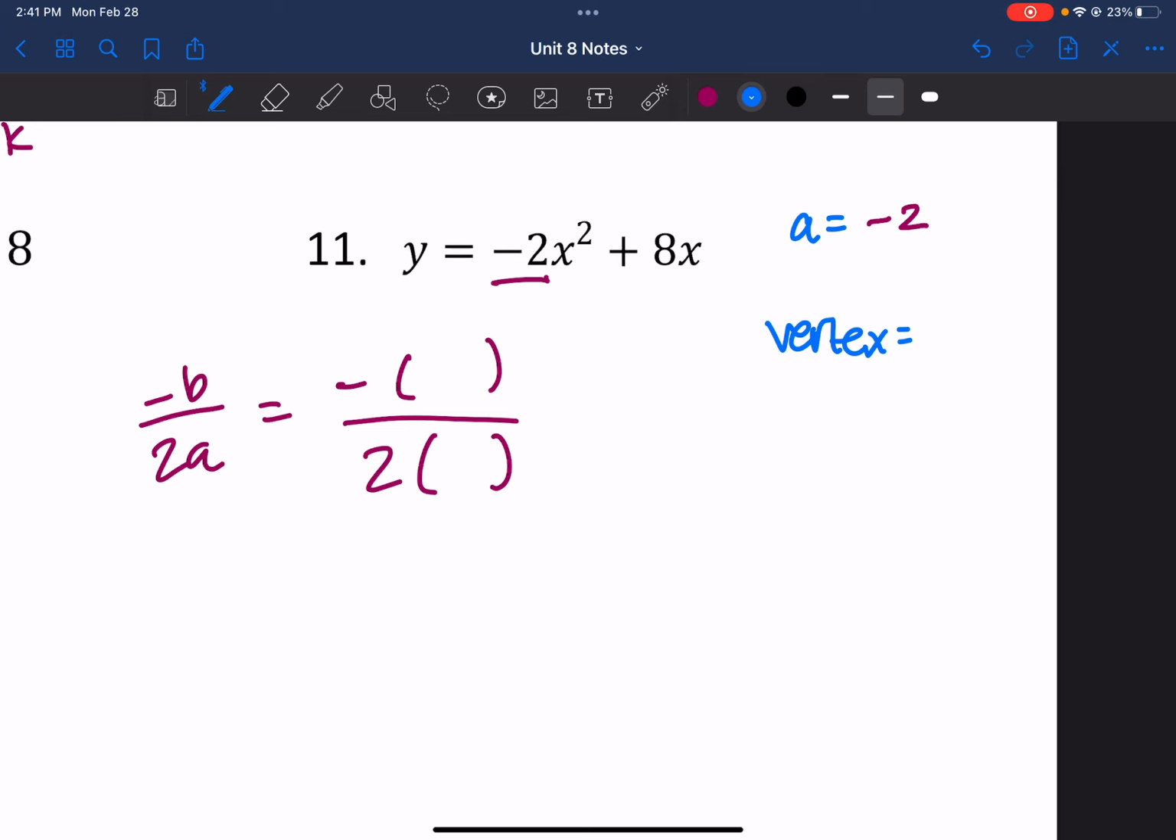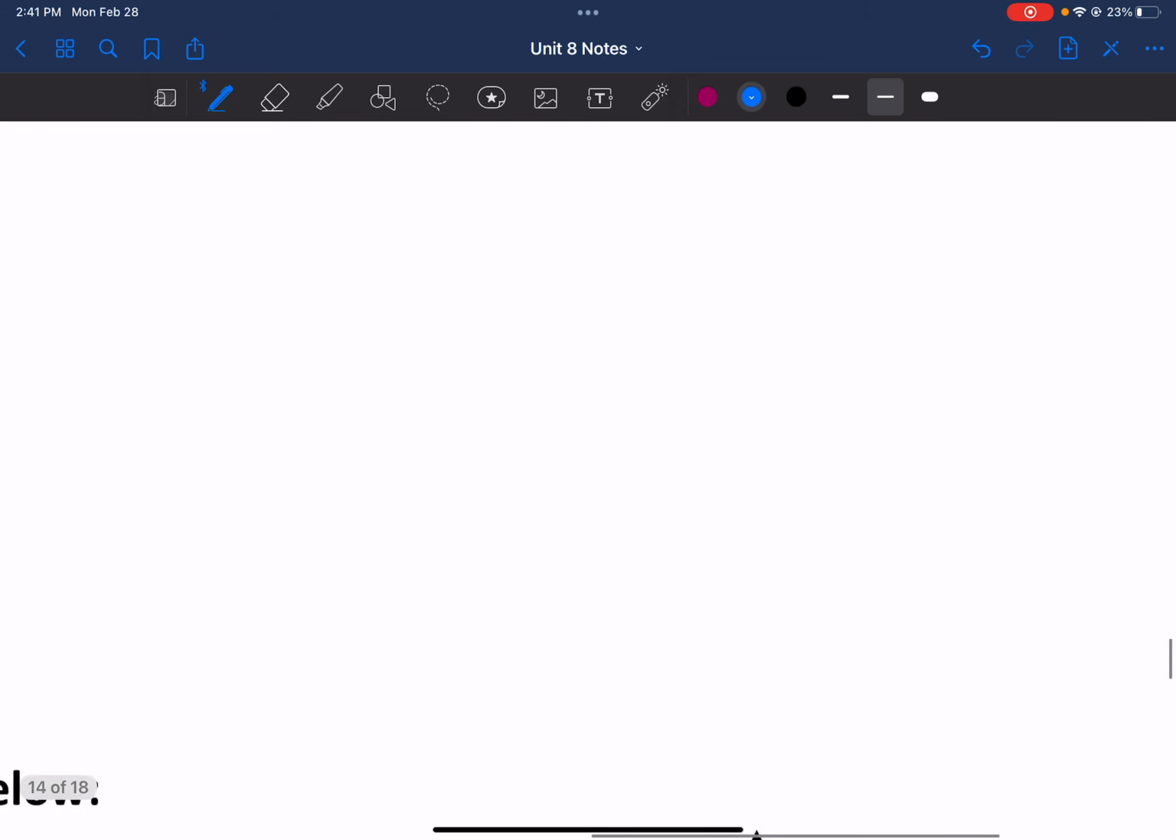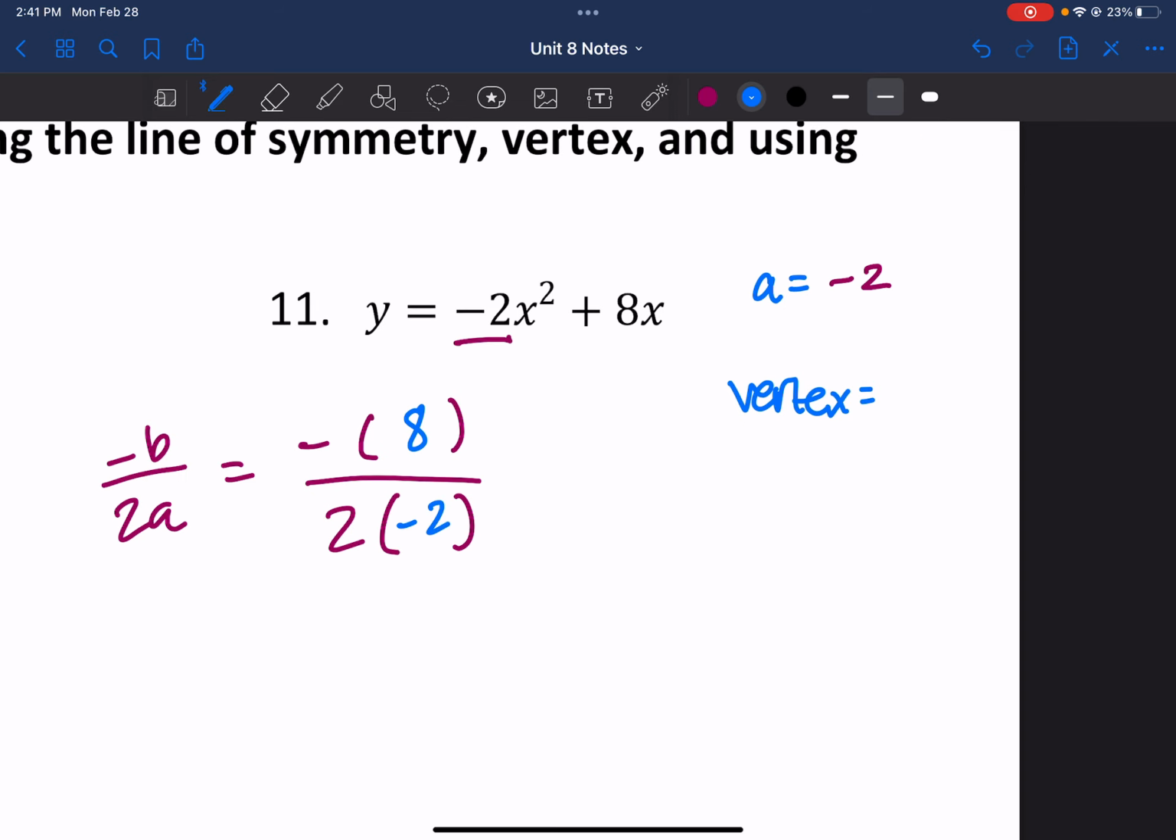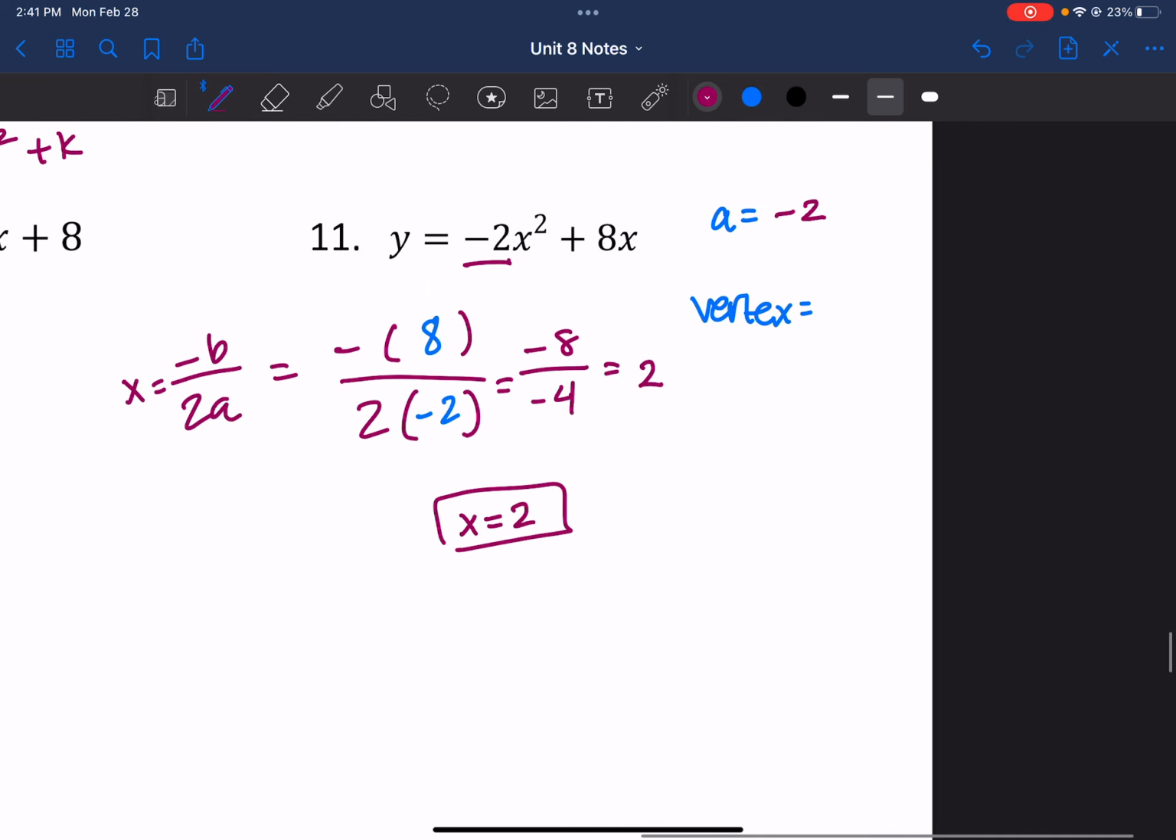What is my b value? That's 8. What's my a value? That's a negative, whoa. -2. Now let's just simplify. So we have a -8 over a -4. Well, negative divided by negative is a positive. So this is just going to be 2. So now I know x equals 2. So I have my x value. I'm going to take that bad boy, plug it in.